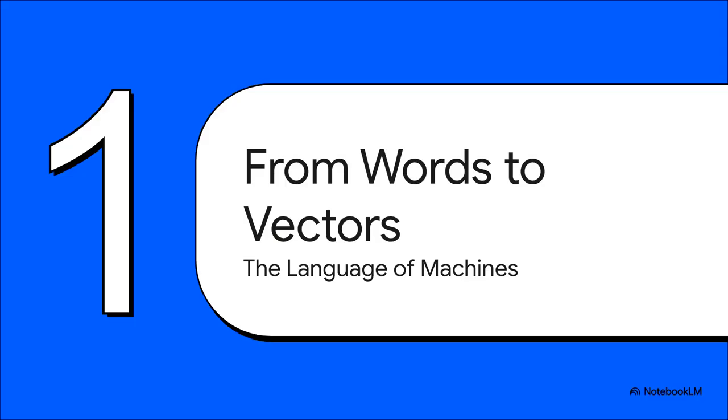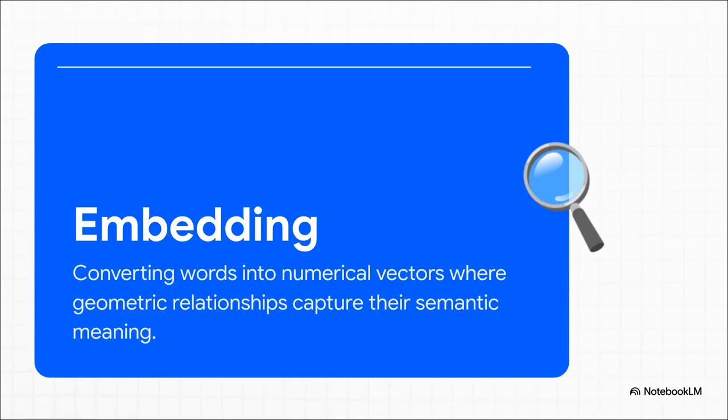So first things first, we've got to translate. Computers don't speak English, right? They speak math. So before anything else can happen, we have to turn our words into numbers. This whole process is called embedding. Basically, every single word or token gets turned into a long list of numbers, what we call a vector.